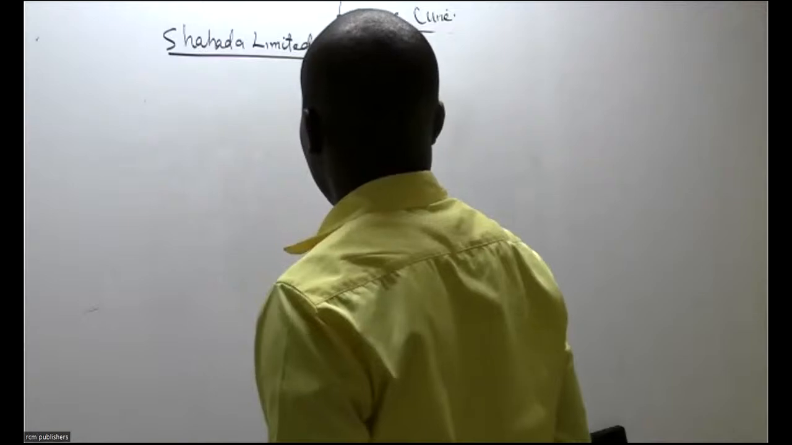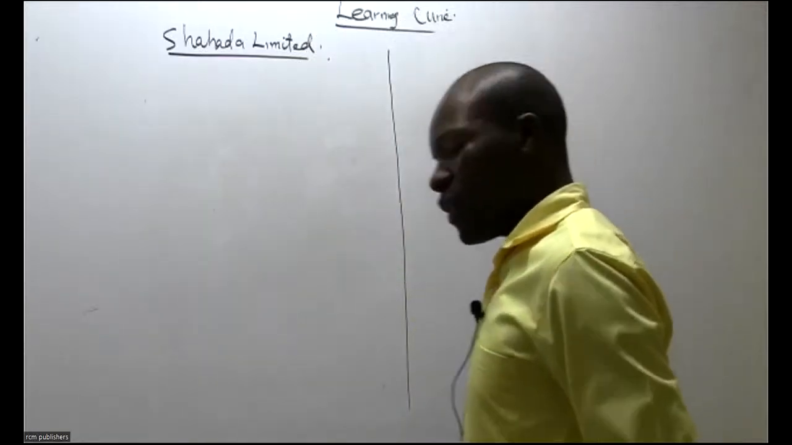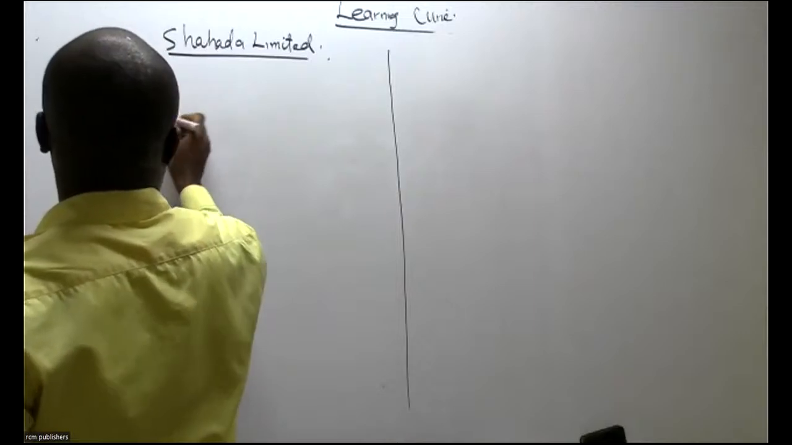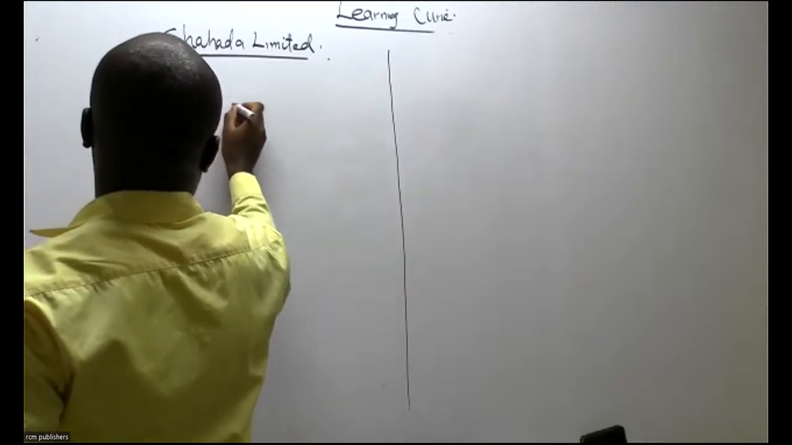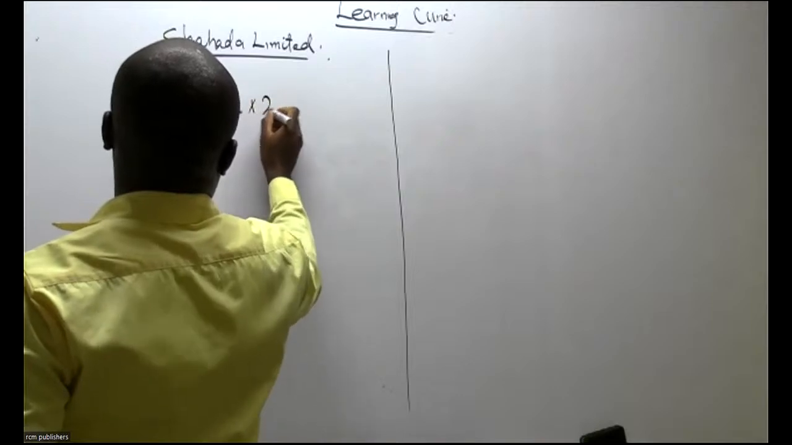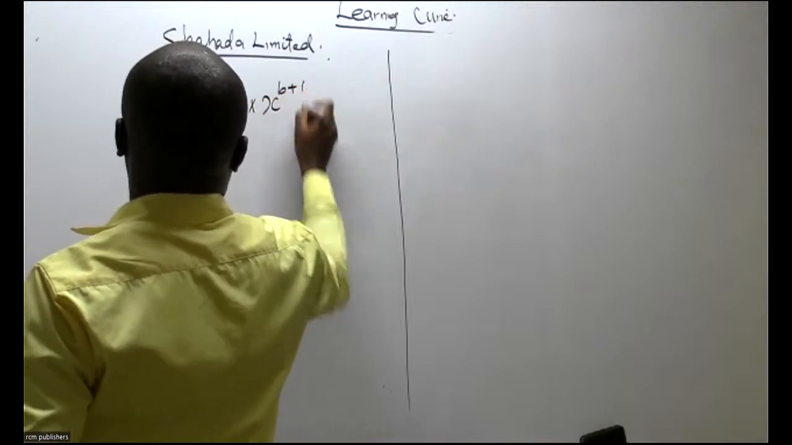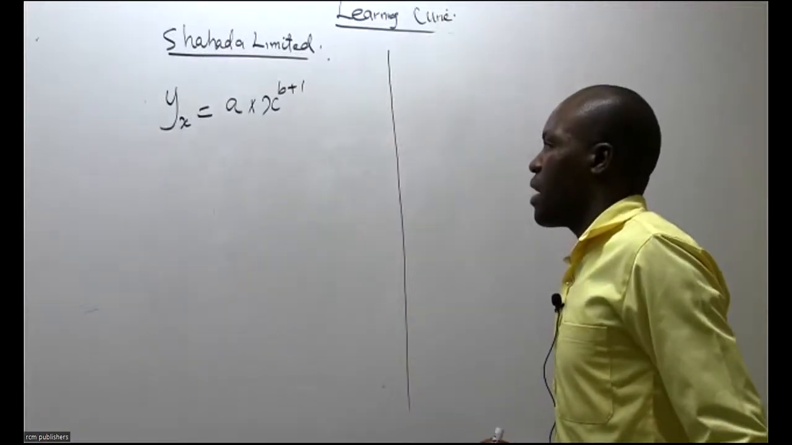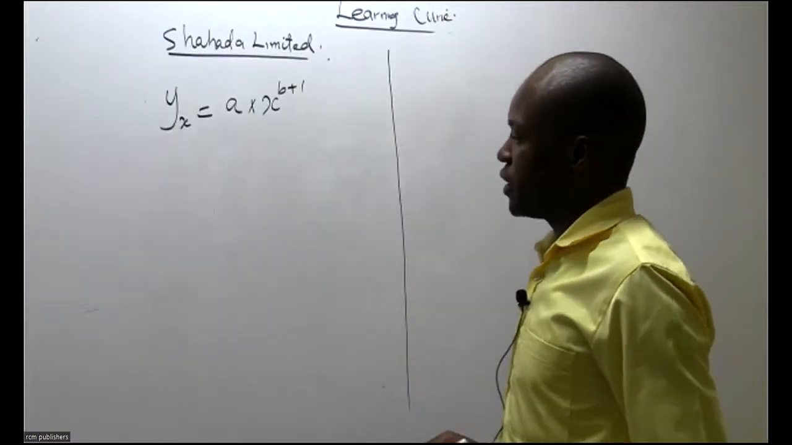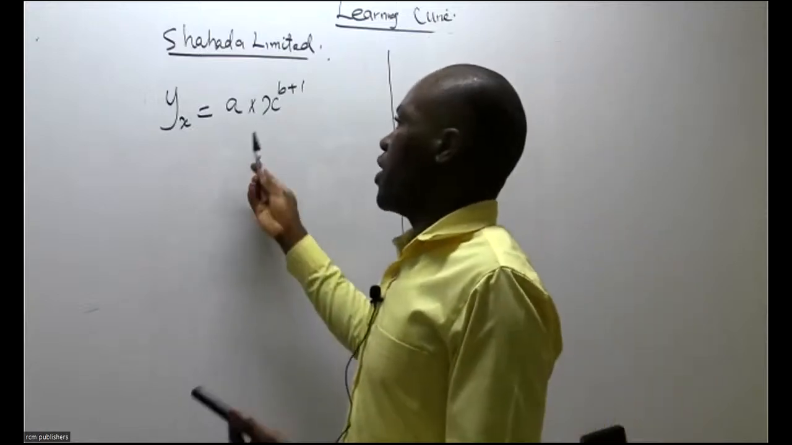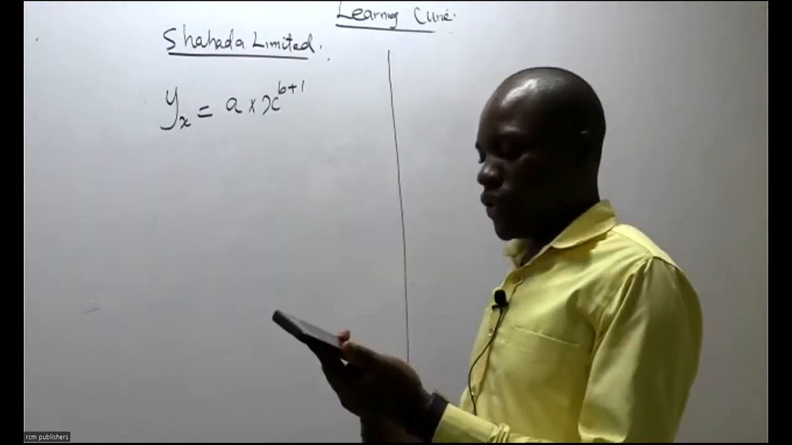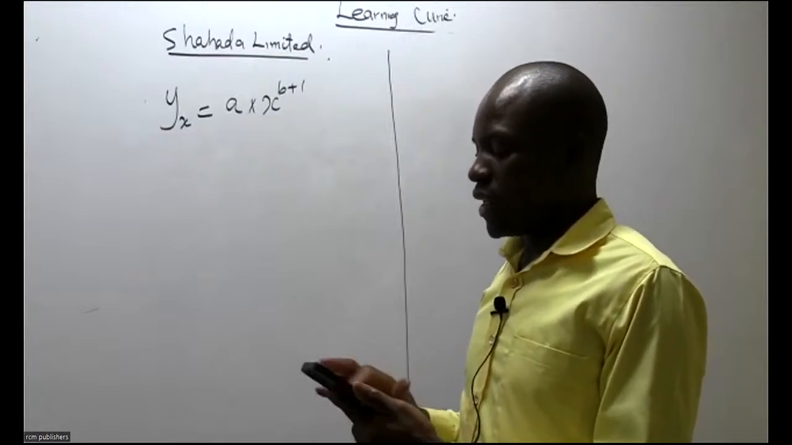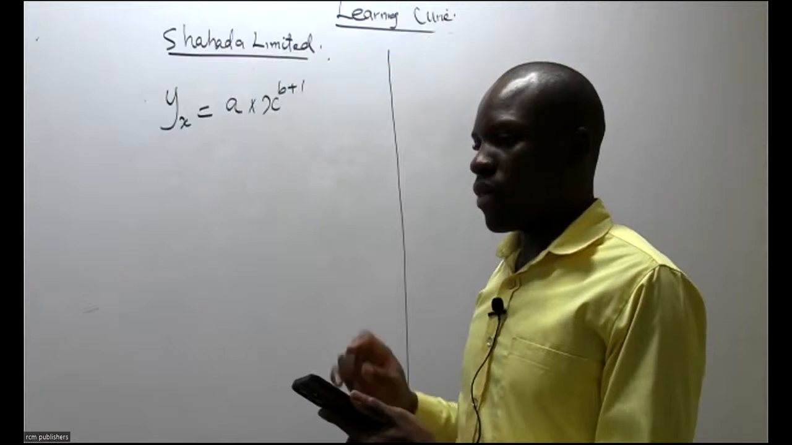For you to understand how this concept works, please ensure that you're able to have that formula somewhere. Y of x equals a multiplied by x raised to the power b plus 1. If you have this, you'll be able to identify the unknowns and work backwards to get what you need. We all know that A is the time taken to produce 1 unit, the first unit.